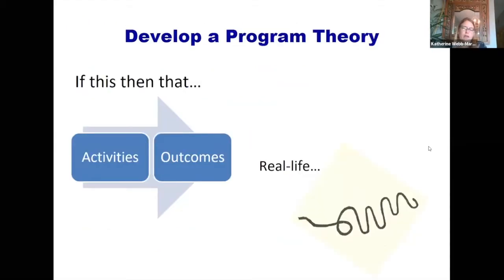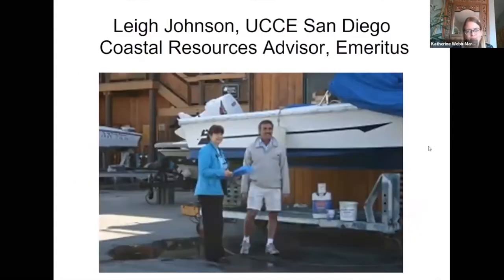So step 1, develop a program theory. This is based on assumptions of how you expect your program to work, sort of the if-then relationships that you see on the left. If I do this activity, I'm expecting that I will have this particular outcome with my clientele. However, we know that in real life, things aren't always that linear, but nevertheless, it can be really helpful to think about your program theory to help you define your outcomes. In the next few slides, I'll go over that.